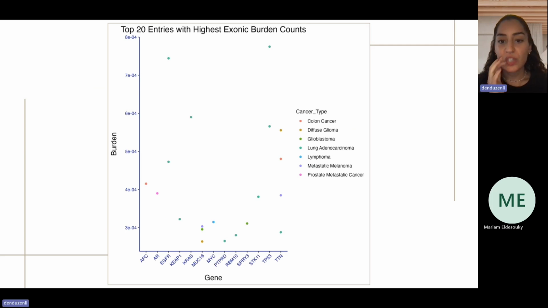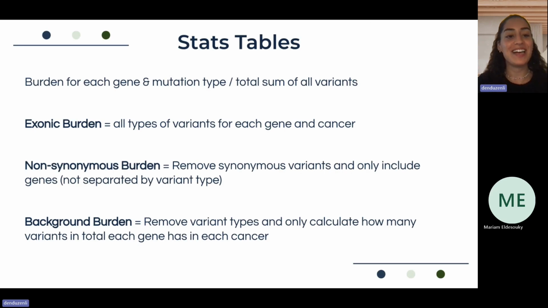Moving on to results, let me go back to the previous slide. For each of these 3 different burden calculations, I'm going to be showing results for the top 20 highest burden value results or entries, and then also the bottom 20. So I'm going to be showing you some from the top of the list and then from the bottom of the list. So we're going to be going through 6 different plots in the next 6 slides and go through all of these results together.